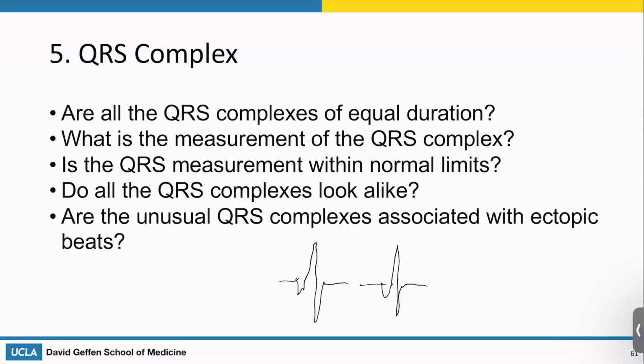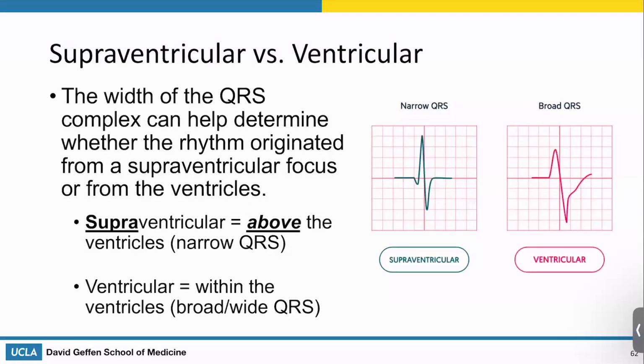Are the unusual QRS complexes associated with ectopic beats? Are there ectopic beats there, PVCs, PACs, or PJCs? So we talked about how if the QRS is wide, it could mean either a block on that Purkinje system, like a bundle branch block, or it could be ventricular in nature, not even on that Purkinje system, or through the bundle branches and the Purkinje fibers, not on that fast conducting system.